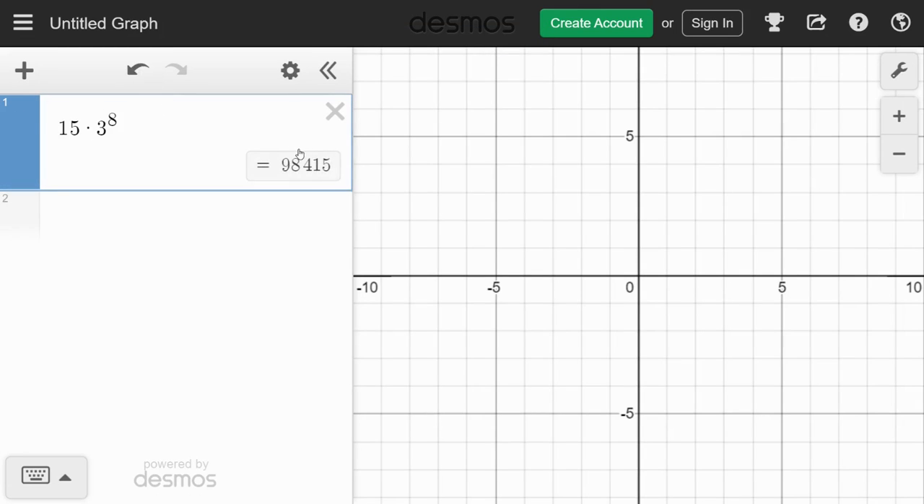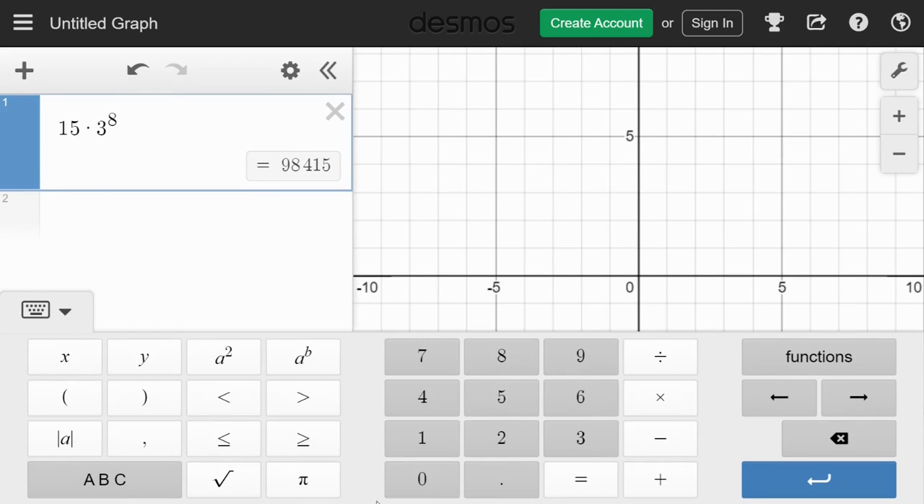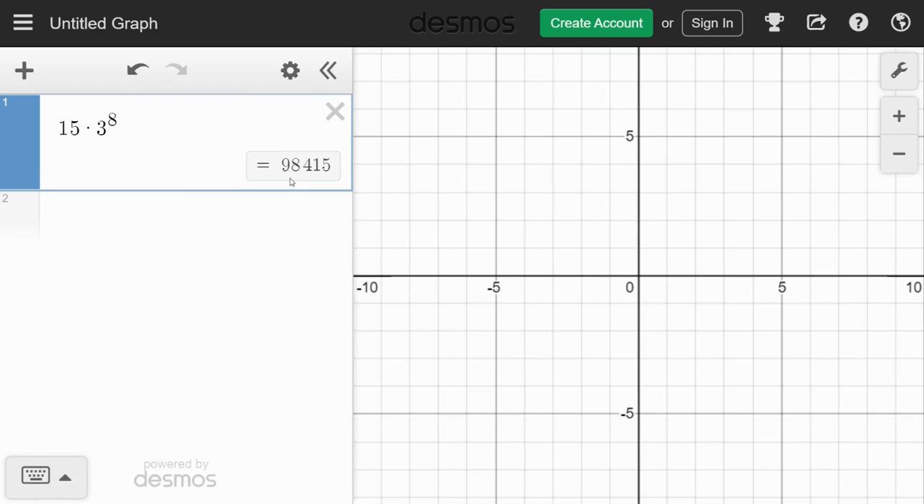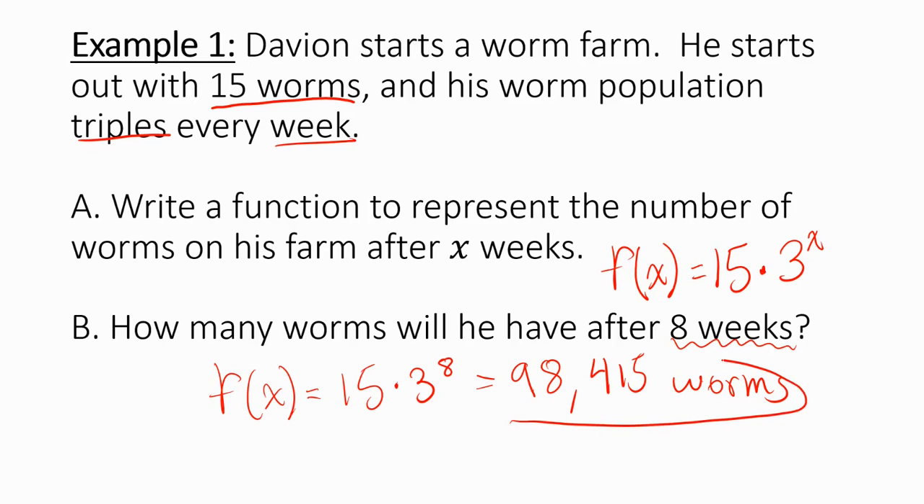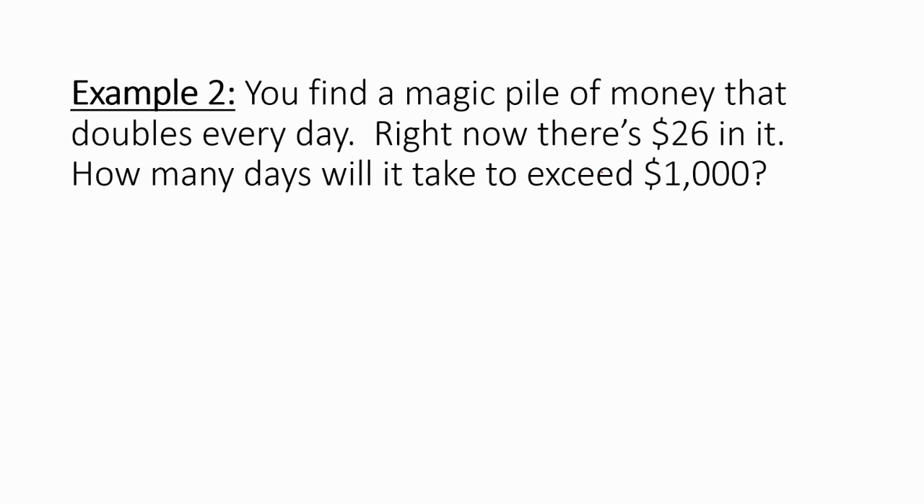And it tells us right here. If you don't know how to get to that exponent, open up this keyboard down here, and your exponent button is this one, a to the power of b. All right, close that. So it's 98,415. All right, so this equals 98,415 worms. Fun stuff. Let's look at another example.